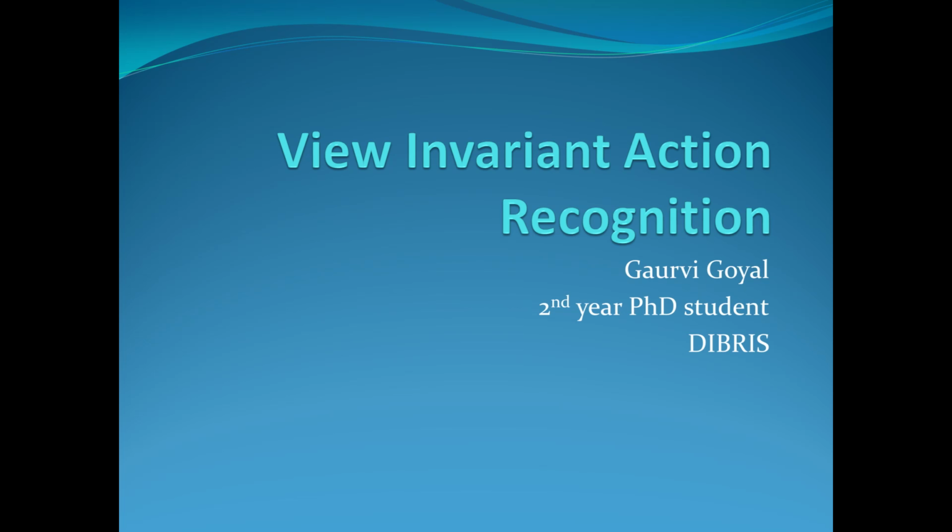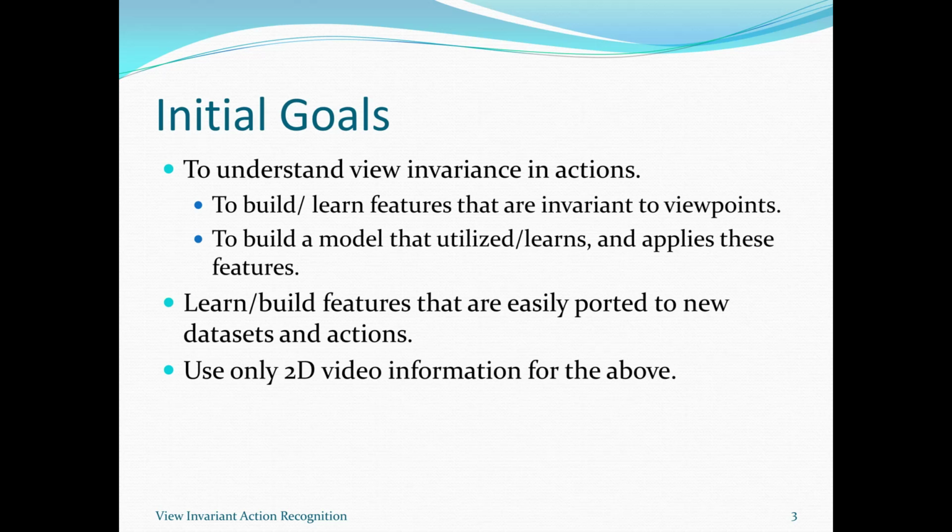The topic of my presentation is view invariant action recognition. What is view invariant action recognition? What we want to do is understand what property of an action makes it that particular action, independent of whatever viewpoint it's observed from. And we want to do it using only 2D video information, without depth, mocap, anything else, but RGB video information.